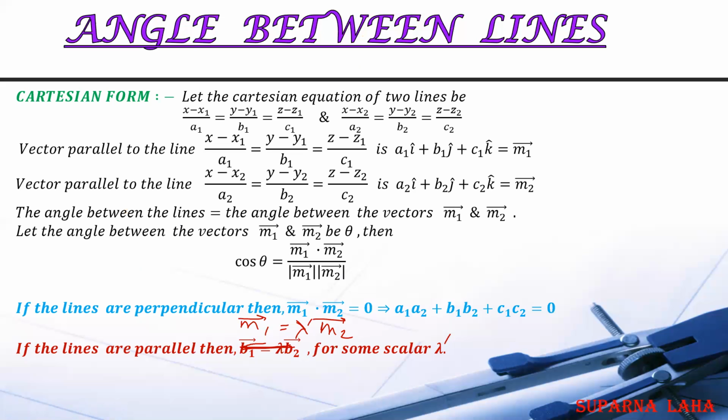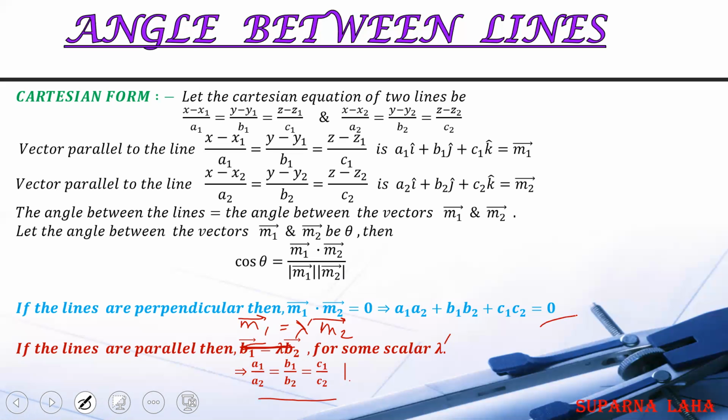m1 vector is equal to lambda dash into vector m2, so it will give us a1 by a2 is equal to b1 by b2 is equal to c1 by c2. So this is the condition when the Cartesian equations of the lines are given. If the lines are parallel, then their direction ratios are proportional. So a1 by a2 is equal to b1 by b2 is equal to c1 by c2. So this is the condition.